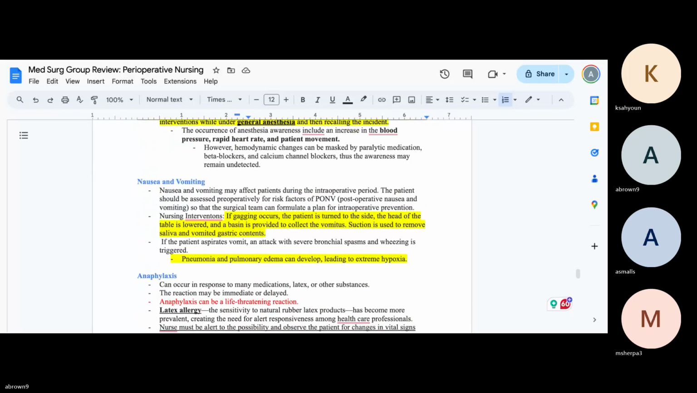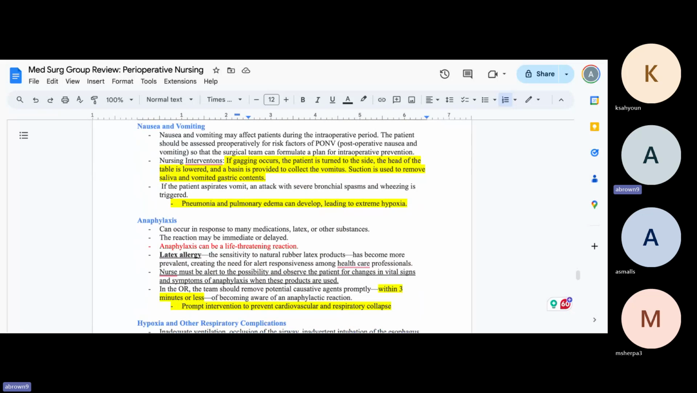Okay. A little bit about nausea and vomiting. Nausea and vomiting may affect patients during the intraoperative period. The patient should be assessed preoperatively for risk factors of postoperative nausea and vomiting so that the surgical team can formulate a plan for intraoperative prevention. Nursing interventions: if gagging occurs, the patient is turned to the side, the head of the table is lowered, and a basin is provided to collect the vomit. Suction is used to remove saliva and vomited gastric contents.